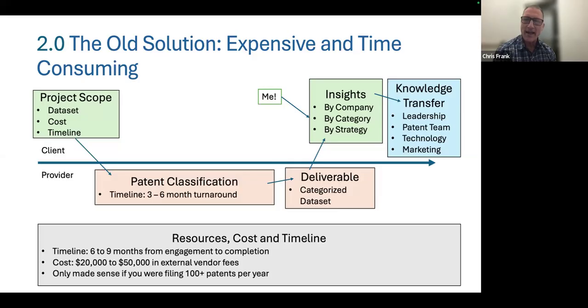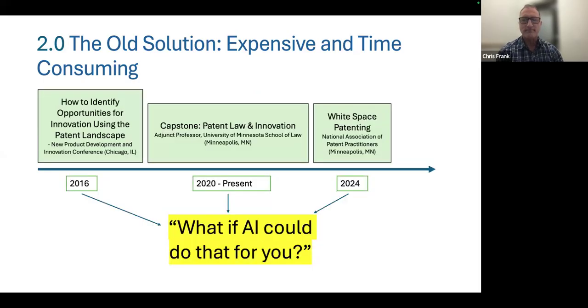So you can see why, as bad as it is to file blindly into the patent minefield, this was the standard practice, because as a practical matter, companies could not generally afford to do this either in resources or time or expenses. It only made sense really if you were in the world of filing somewhere in the line of 100 or multiples of 100s of patents per year. That's the only way you could really justify putting together an extensive landscape like this.